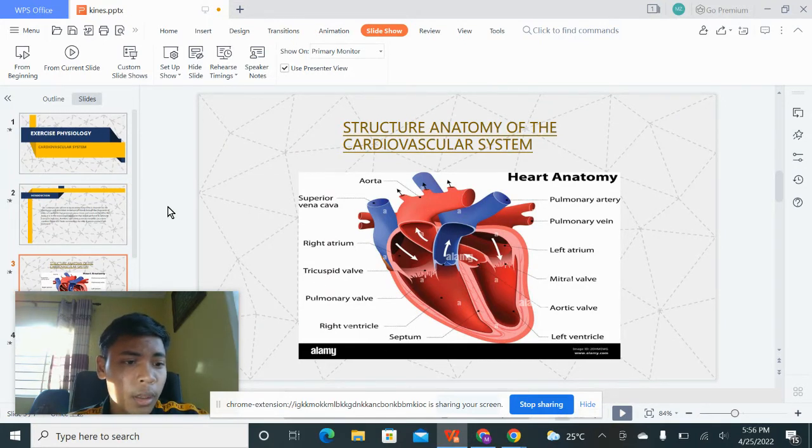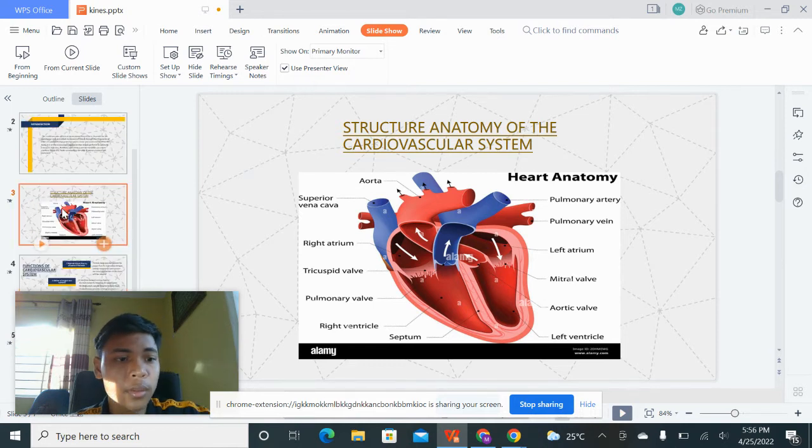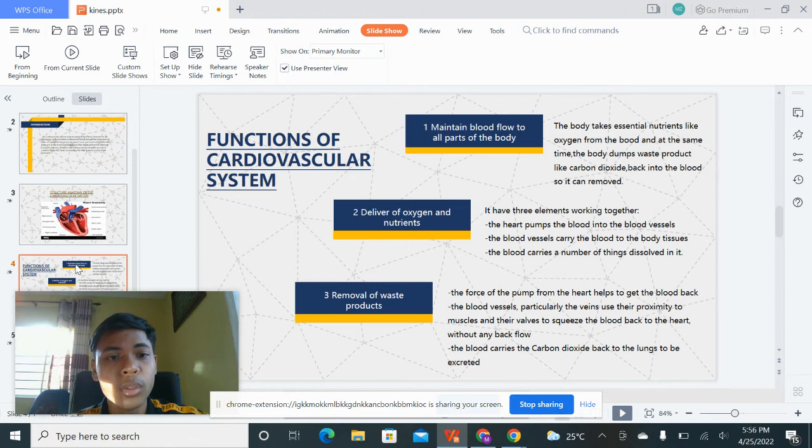Okay, next is function of cardiovascular system. First function is maintain blood flow to all part of the body. The body takes essential nutrient like oxygen from the blood, and at the same time the body dumps waste product like carbon dioxide back into the blood so it can be removed.